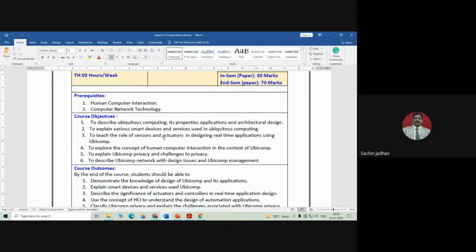Then the third objective is to teach the role of sensors. What exactly is the role of sensors and actuators when we are designing real-time applications? That is also called Ubicom systems. Ubicom is the short name; it is known as Ubicomp. So in real-time systems, what is the role of sensors and actuators that we need to understand? We will discuss it in detail in unit number 3.